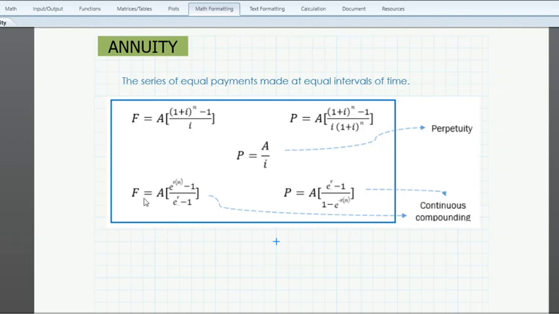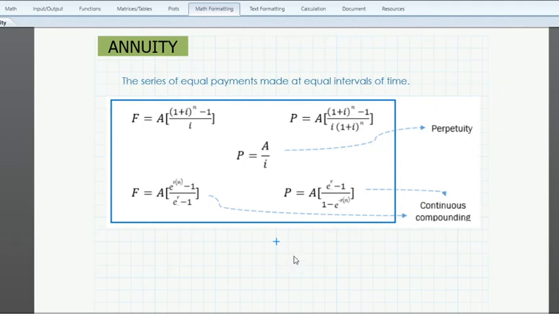We have F is equal to A times E raised to R, and that is positive, okay? Minus 1 all over E raised to R minus 1. Then for P, we have A times E raised to R minus 1 all over 1 minus E raised to negative Rn. So that is negative. These two last formulas are used naman when you have continuous compounding.